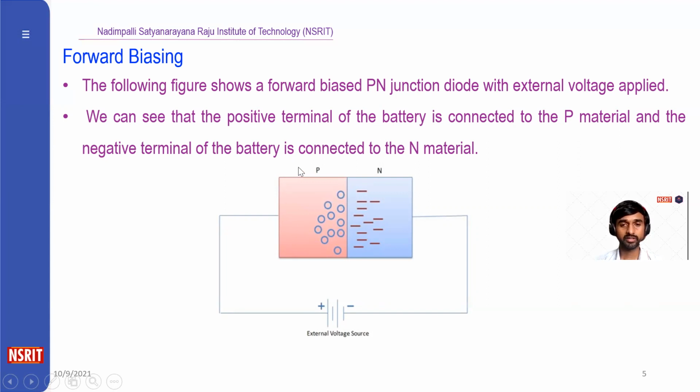That is, the holes in the P-type region are pushed towards the junction, and similarly, the negative terminal of the battery pushes the electrons, which are the majority charge carriers in n-type material, towards the junction. So the positive terminal of the battery repels the holes present in the P region, and the holes move towards the junction. And similarly, the negative terminal of the battery repels the electrons in the n-type material, and the electrons move towards the junction.